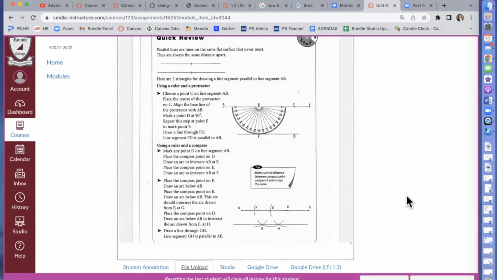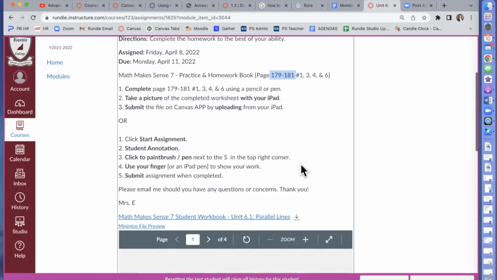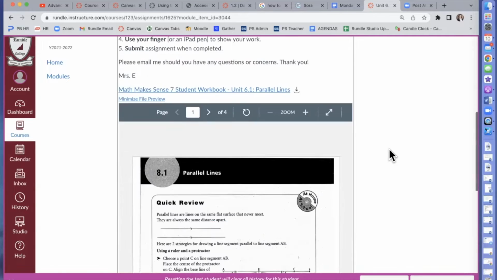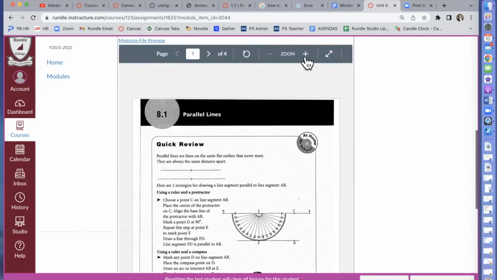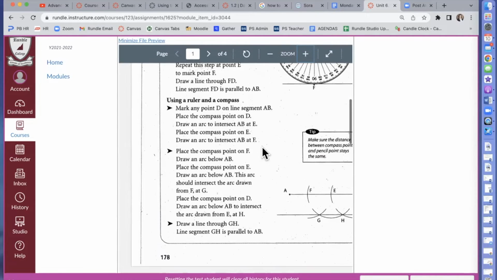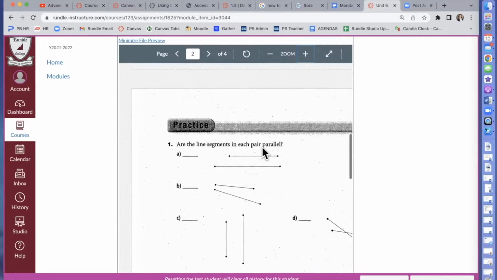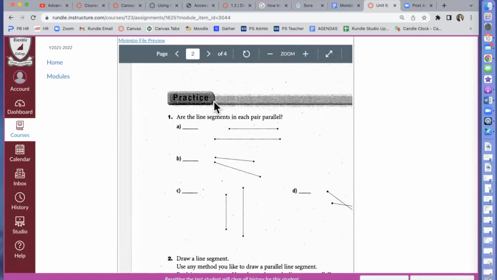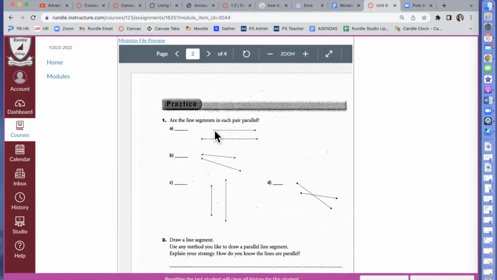So again, page 179 to 181, numbers 1, 3, 4, and 6. If you're like me, my short-term memory is a little crazy right now, so I'm probably going to scroll up and have to remember 1, 3, 4, and 6. All right, I'm going to zoom in. Follow along with me. If you did the assignment, make sure that you are correcting your answers. If you did not do it, or maybe you didn't finish, make sure that you are following along with me as well. You want to see it, you want to hear it, and you want to physically do it.